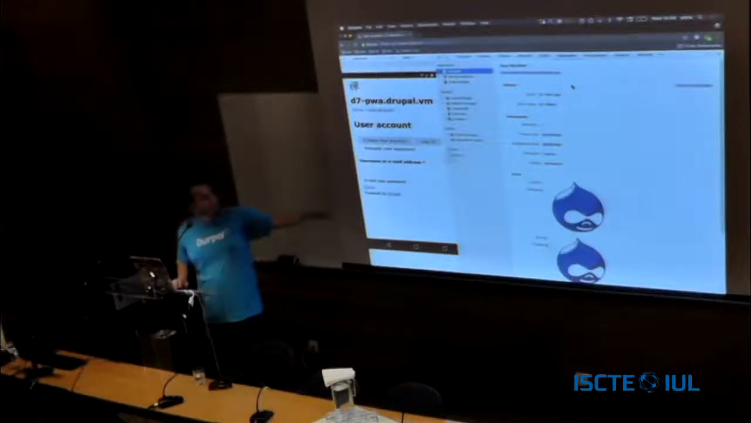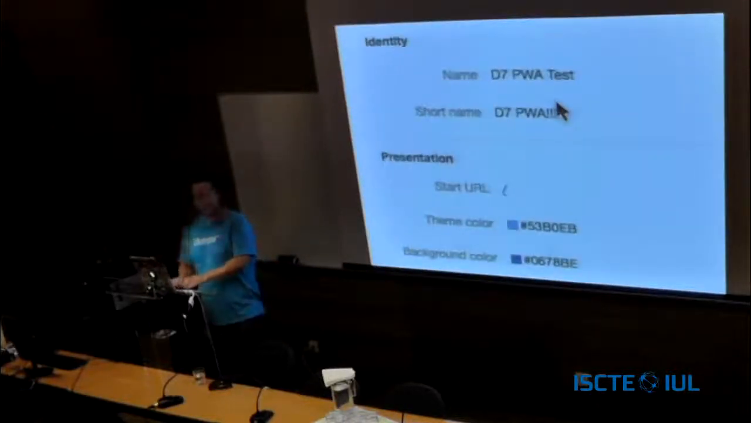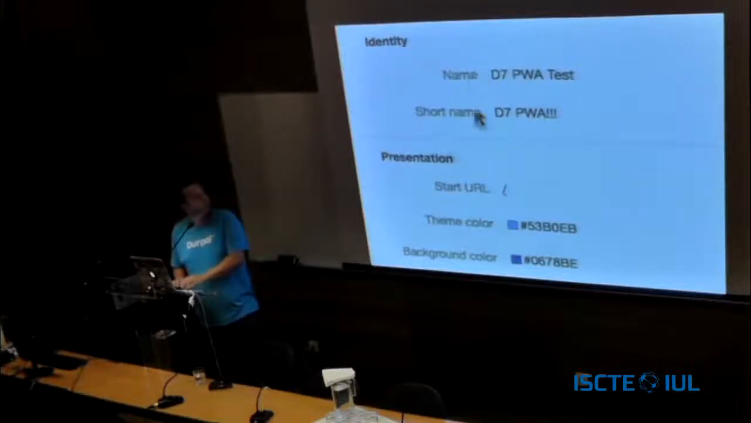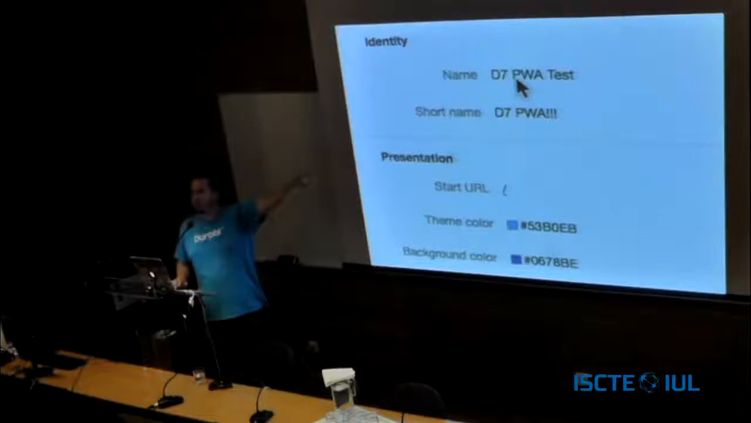The manifest file is on the right column here. It's a little bit small on the screen, but there's two identity things, the name and the short name. This short name is what shows up underneath the icon on whatever OS you're using, Android or iOS. The name is what appears in that screenshot that I showed with the splash, the blue DrupalCon thing.